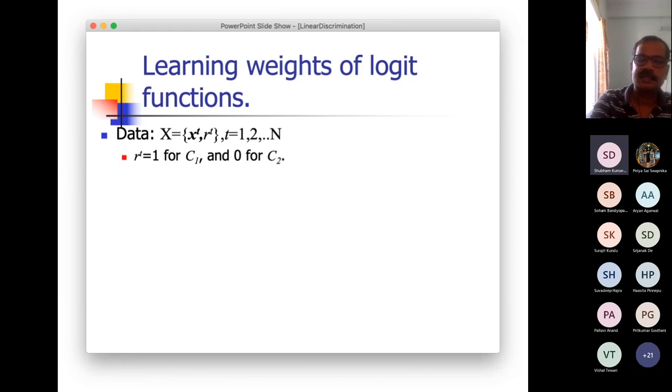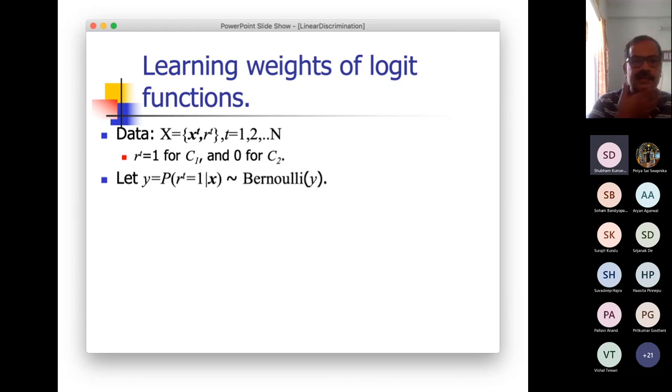So let us consider once again these computations, and we can understand this particular process better. Once again, the data is given in the same form. That means you have the class labels and you have the feature vectors for training samples. In this case, labels are 1 or 0. And we consider that y denotes the probability of class 1 given the feature vector x.